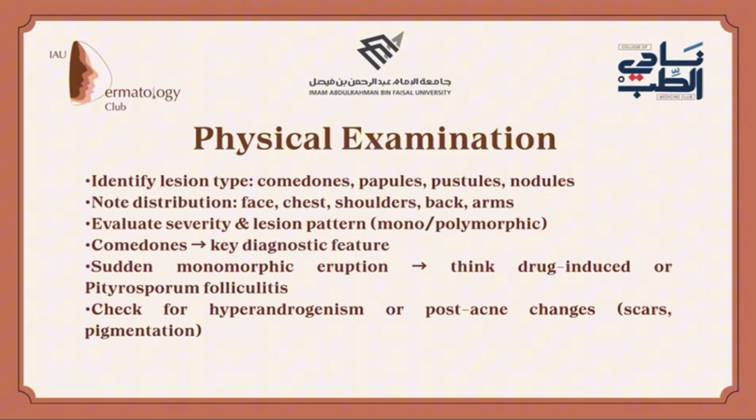In acne vulgaris, lesions are usually polymorphic, meaning they appear in different stages of development and healing. If the lesions are all the same and appear suddenly, that's more consistent with drug-induced acne or malassezia folliculitis. We also check for signs of hyperandrogenism, such as excess hair growth, and for post-acne changes like hyperpigmentation or scarring, which help in grading severity and planning treatment. And a very practical teaching tip: if you see comedones, that's your strongest clue you are dealing with acne vulgaris.